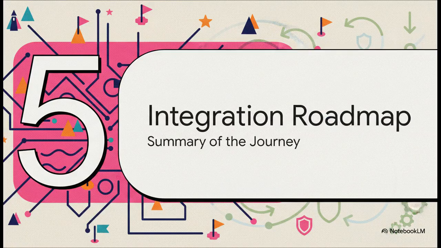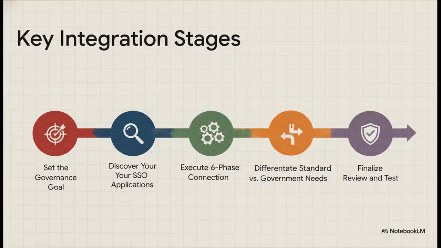And just like that, we've covered the entire map, from where you start to the different routes you might take. So let's zoom out one last time and recap the key landmarks of this whole process, just to bring it all together. So if you're going to take anything away, it's these essential stages. You start with the big picture strategy, setting your governance goal. You build your foundation by discovering your SSO apps. You do the technical heavy lifting with that 6-phase connection process. You account for any special needs, like government clouds, and you always finish with a thorough review and test.